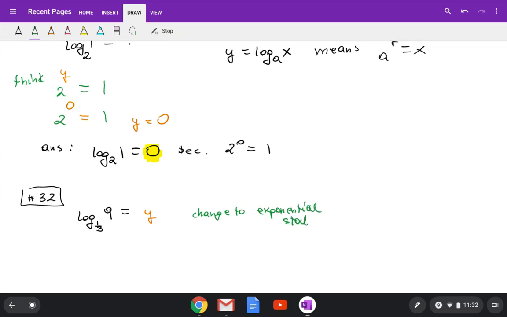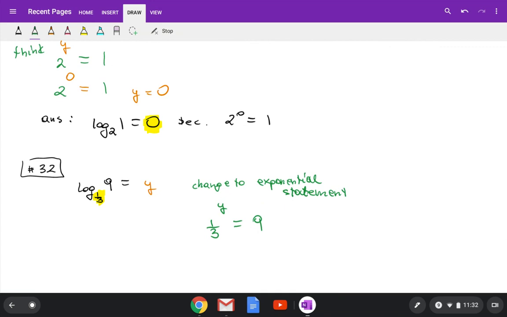Statement, and that will help you to evaluate that. So the base of log is 1/3. So our exponential will be base 1/3 to the power of y will have to be equal 9. And this is like checking, okay, when 1/3 to what power will give you 9? Okay. Let's try to figure out.